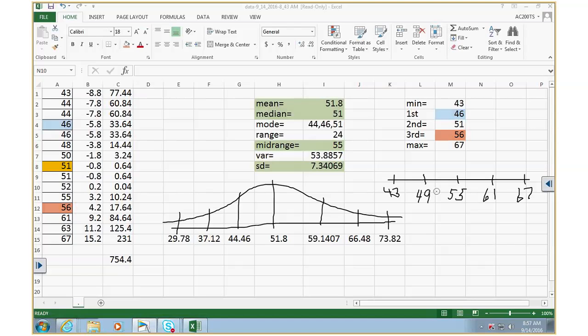That'd be a 46. Then that'd be a 51. Then that'd be a 58. Then that'd be a 63 or 64. You can divide it up into however many you need to.